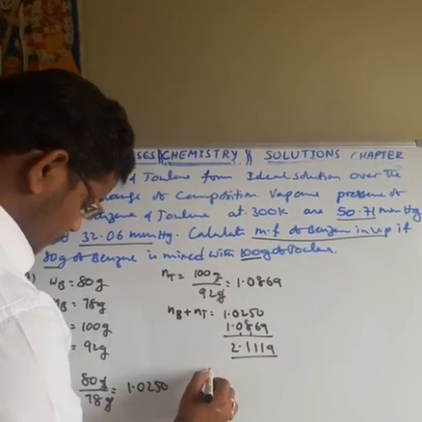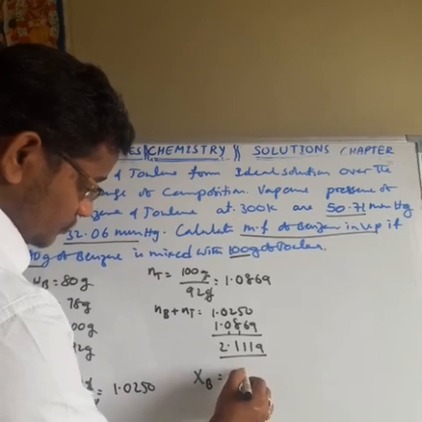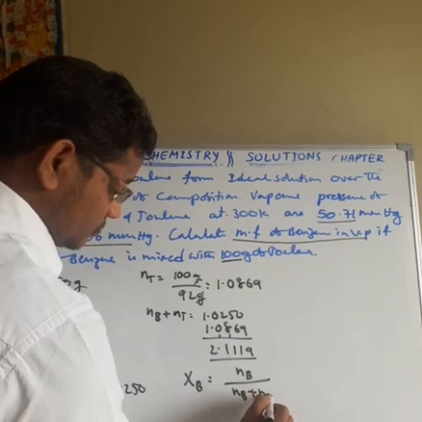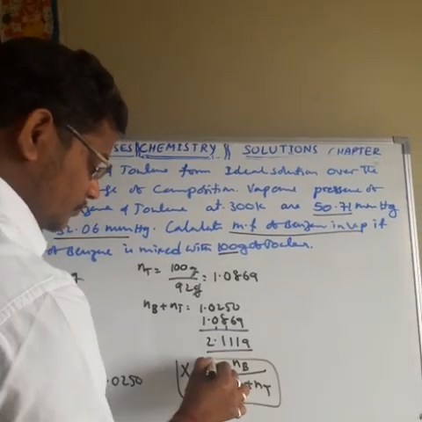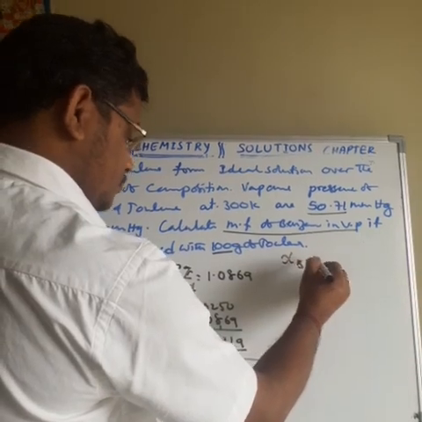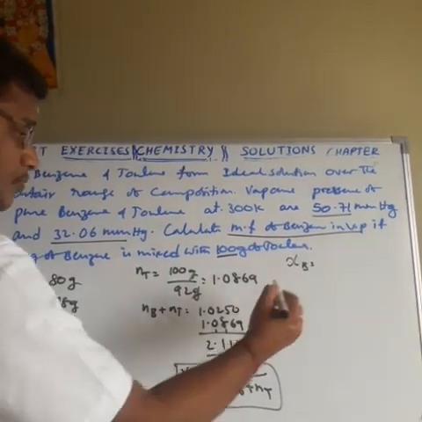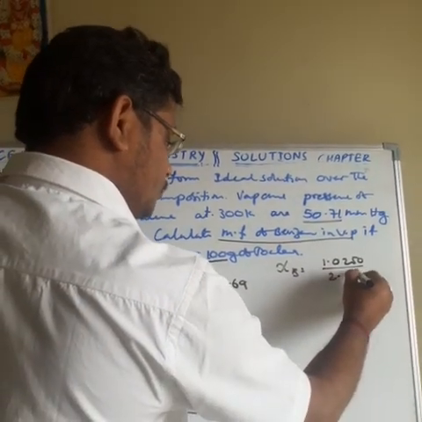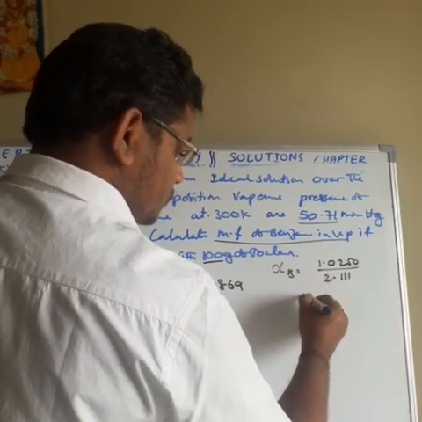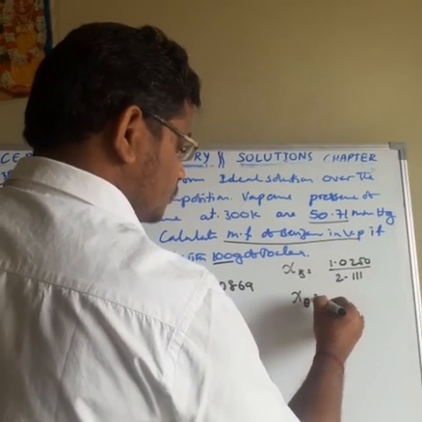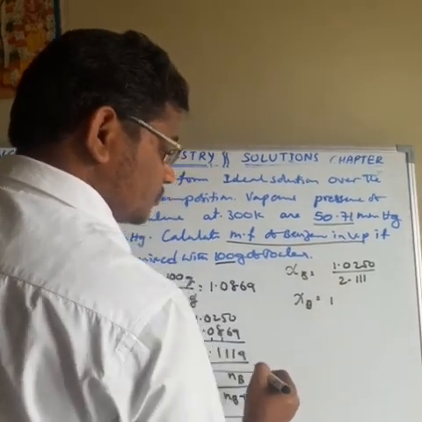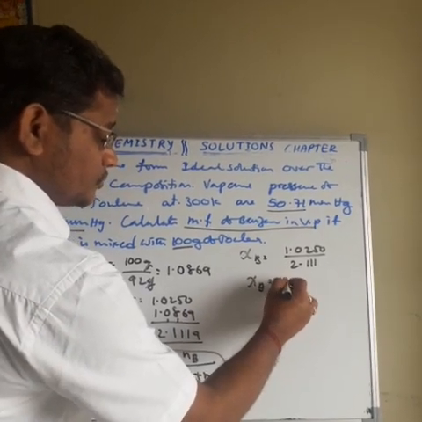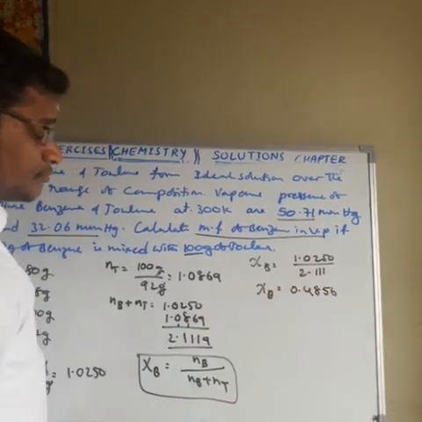Then the next one is the mole fraction of benzene. Mole fraction of benzene means number of moles of benzene divided by total number of moles of benzene plus toluene. Using this formula, the mole fraction of benzene is 1.0250 divided by 2.11. Its value is 0.4856. That is the mole fraction of benzene.